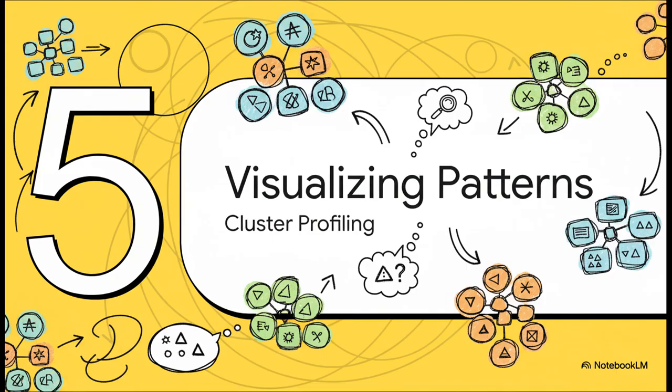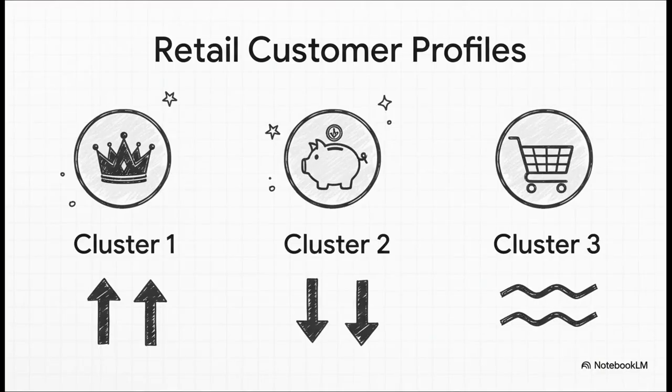But the final piece of the puzzle, and maybe the most important one, is figuring out who these groups are. This is what we call cluster profiling. We're going to play detective and look inside each cluster to give it an identity. So, going back to our retail company, we might look inside our clusters and find something like this. Cluster 1, turns out they all have high incomes and spend a ton on wine. These are our VIPs.